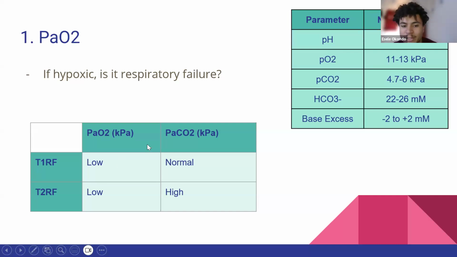As someone mentioned, type 1 or type 2 respiratory failure, oxygen is low in both, but your PaCO2 will help you to determine which type of respiratory failure you're in. So type 2 respiratory failure is mostly associated with COPD. Type 1 respiratory failure can be associated with other conditions, maybe overdose, or other causes of respiratory failure.